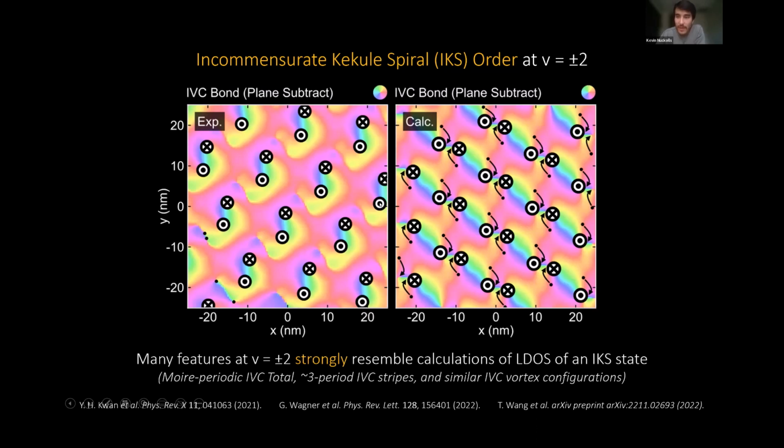So there are many features of experiment that strongly suggest that IKS states, this family of states, are the most likely ground states at nu equals plus or minus 2. Really kudos to these authors here, these theorists who predicted this state before seeing any of our results.